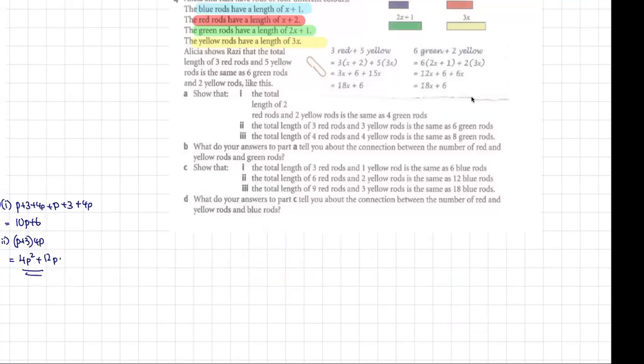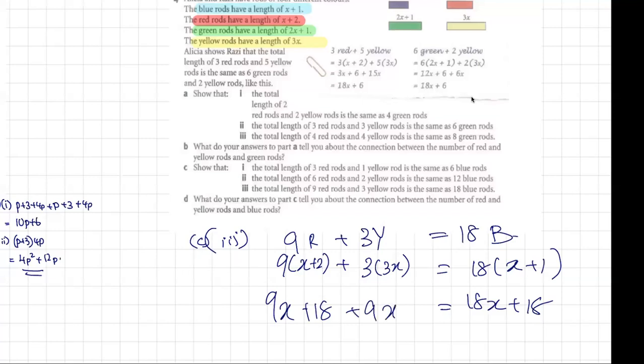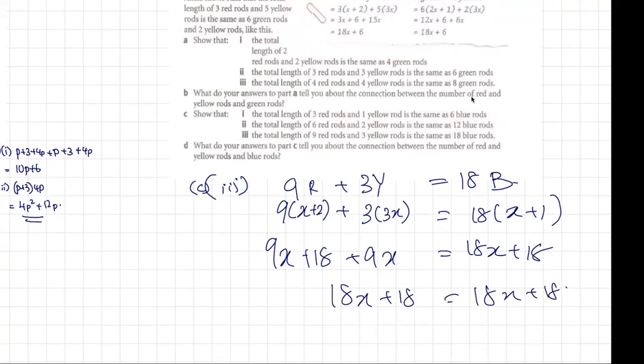And last but not least, let's look at C3. 9 red plus 3 yellow is equals to 18 blue rods. So you look at it, 9 times x plus 2 plus 3 times 3x. 18x plus 18, 9x plus 18 plus 9x. 18x plus 18 is equal to 18x plus 18. Then you can say, what's the connection between the number of red and yellow rods and blue rods?